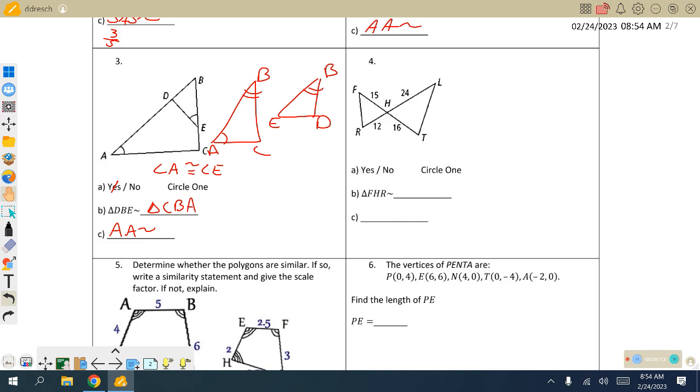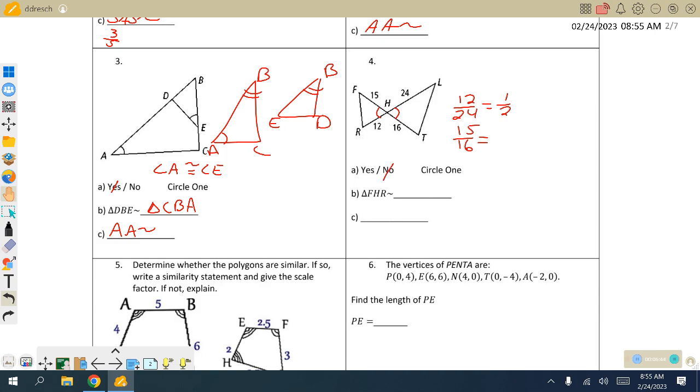And as we said yesterday with the bow tie picture, one of the first things to always mark up is our vertical angles. Okay. And with those vertical angles, we've got these sides. 12 corresponds to 24, which reduces down to, I'm looking for halves. And does 15 over 16 become a half? Not quite, does it? So are we proportional?